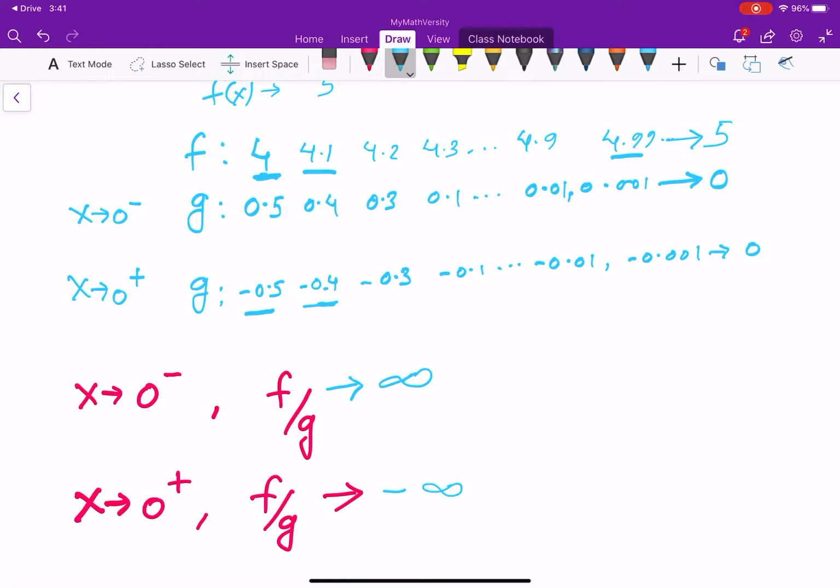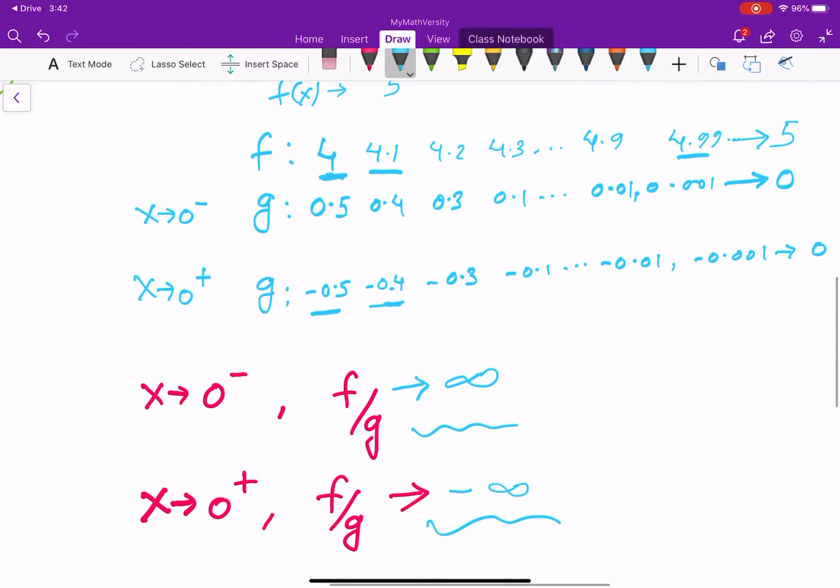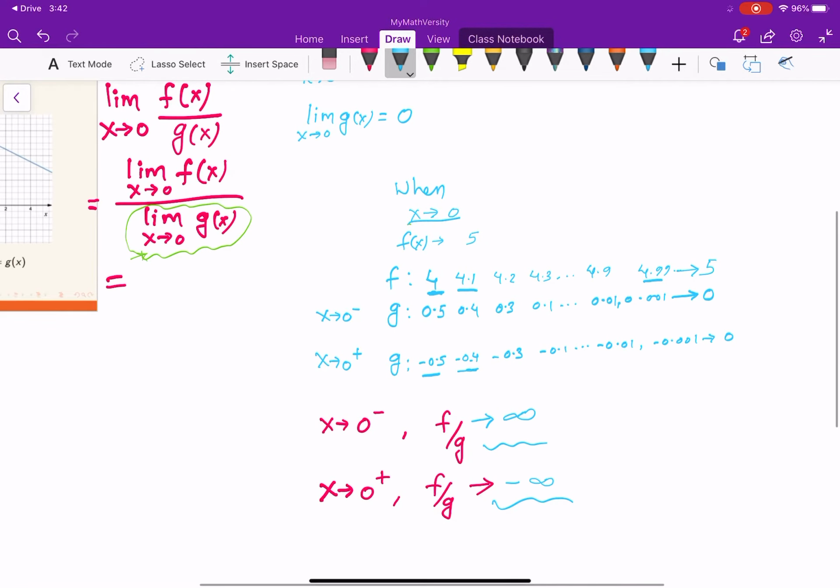So if that is the case, we can clearly see that the left side limit is getting larger and larger, and the right side limit is getting smaller and smaller. So definitely in that sense, we can say the limit does not exist.